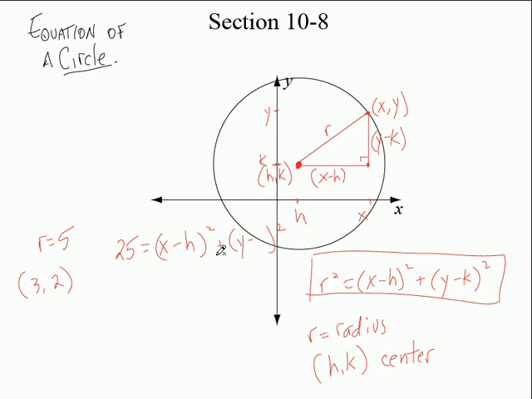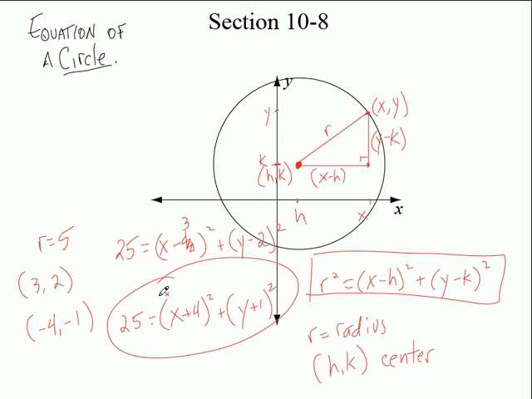Oops, what am I doing? It's not just h. What is it? I know the point. It's 3, so it's x minus 3, and then y minus what? 2. What if they did this? What if they said the center of the circle was -4, -1? Radius is still the same, so it would be 25 equals x minus what? What's minus -4? It's plus 4, right? Squared plus y minus -1. What's the same thing as that? It's y plus 1 squared. And that is your equation of the circle.